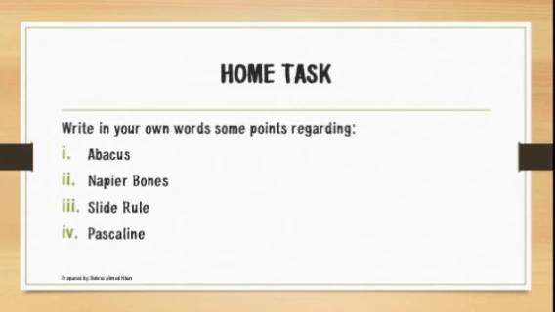And now I'll give you a home assignment that you have to perform. You have to write in your own words some points, 4 to 5 points will be maximum enough, regarding the 4 devices that we discussed in the previous lecture. That was abacus, Napier bones, slide rule and Pascaline. You have to discuss in your own words what was abacus, what were the properties of abacus, what was the use of abacus, and the same with Napier bones, slide rule and Pascaline.